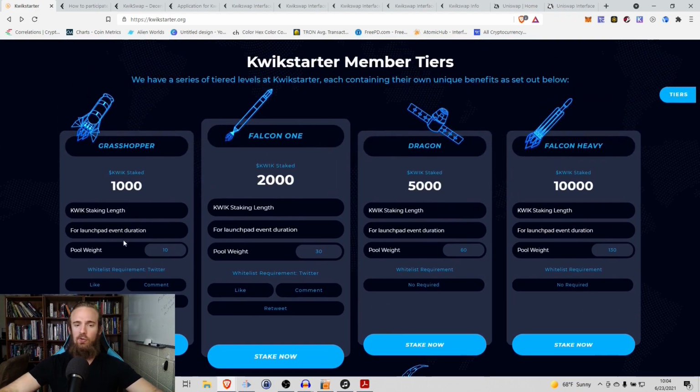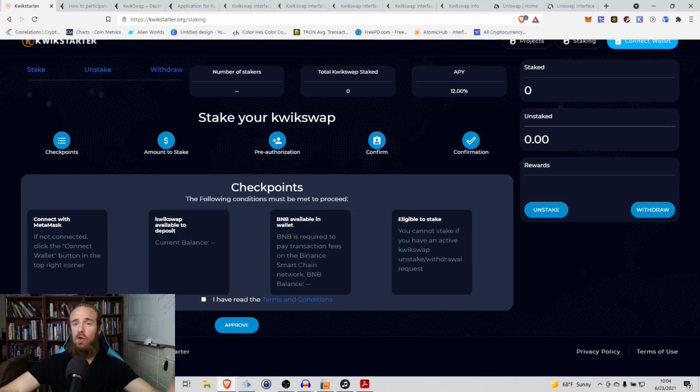But let's just suppose we want to stake at this basic level. You need to have certain cutoffs for different staking amounts. So for 1,000 KWIK, I'm going to go ahead and click stake now. We have to get whitelisted for this, but what you can see is that after we go through these procedures, we will be eligible for a 12% APY.